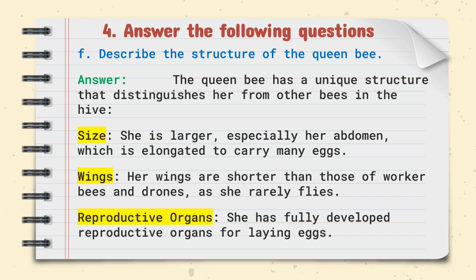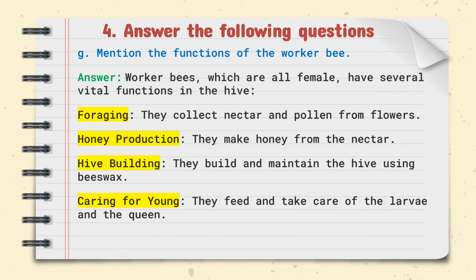10. Describe the structure of the queen bee. The queen bee has a unique structure that distinguishes her from other bees in the hive. Size, she is larger, especially her abdomen, which is elongated to carry many eggs. Wings, her wings are shorter than those of worker bees and drones, as she rarely flies. Reproductive organs, she has fully developed reproductive organs for laying eggs.